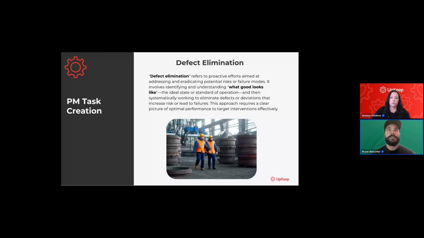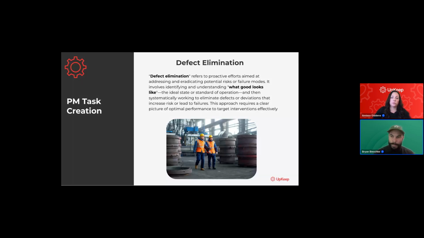All right. So this is the nail on the head here, defect elimination, right? All of our tasks should be aimed at having some form of defect elimination process. So it's a proactive effort aimed at addressing and eradicating potential risks or failure modes. It involves identifying and understanding what good looks like, right? The ideal state or standard of operation, and then systematically working to eliminate defects or deviations that put that at risk and lead to failures. We have to have a clear picture of optimal performance and target interventions effectively.